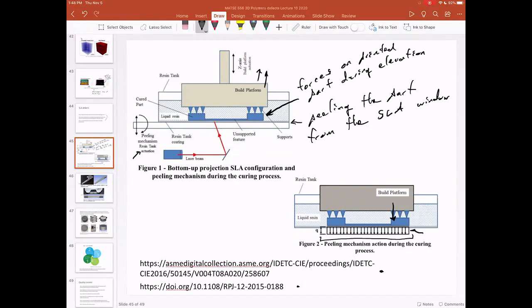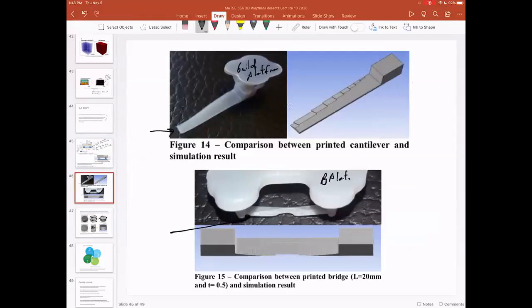And of course, you can change the print orientation, you can change the design of your part, you can change the support structures, but these are things to think about, and this can cause problems if you want to 3D print something that's not going to be able to withstand these stresses. So they talk about cantilevers and overhangs and some of the considerations for this pulling force.